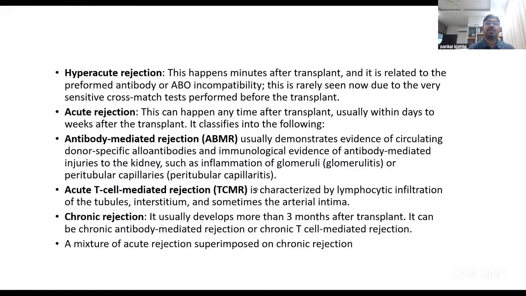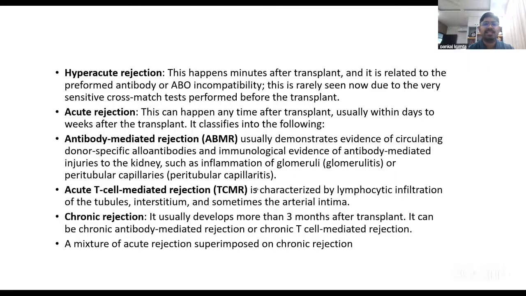So just having a quick look at the times of failure. Hyperacute rejection can happen. This happens at times minutes after transplant, related to preformed antibodies or ABO incompatibility, and it is rarely seen now due to very sensitive cross-matching tests. So on table, people have seen these problems, but generally the risk has now reduced.